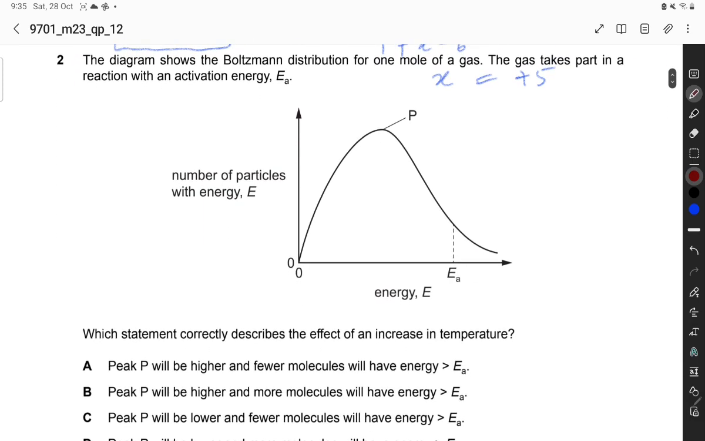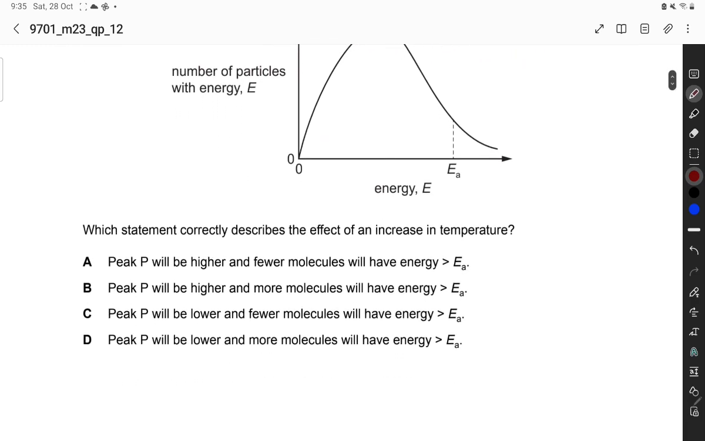Question number 2. The diagram shows the Boltzmann distribution for 1 mole of gas. The gas takes part in the reaction with an activation energy EA. Which statement correctly describes the effect of an increase in temperature? Peak P will be higher and fewer molecules will have energy more than activation energy.